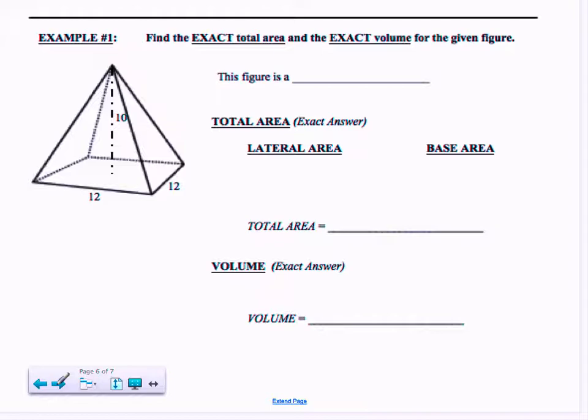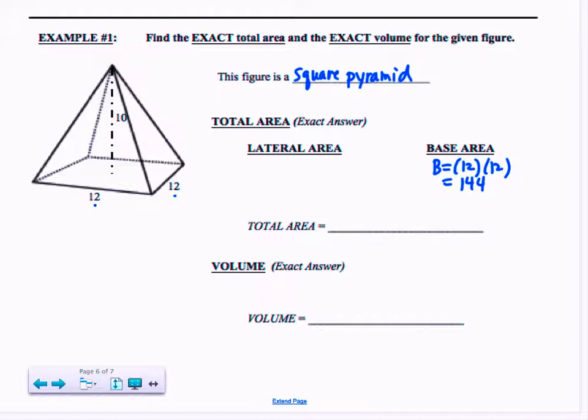First off, what would I name it? Well, if I can see here that I have a 12 and a 12, that's going to make that bottom a square, so I would call it a square pyramid. And to find the total area, our formula said we needed the lateral area and the base area. Well, I say let's do the base area first, because to me that's really straightforward. It's a square. So the base area is going to be 12 times 12, which we know is 144. Got the easy part out of the way.